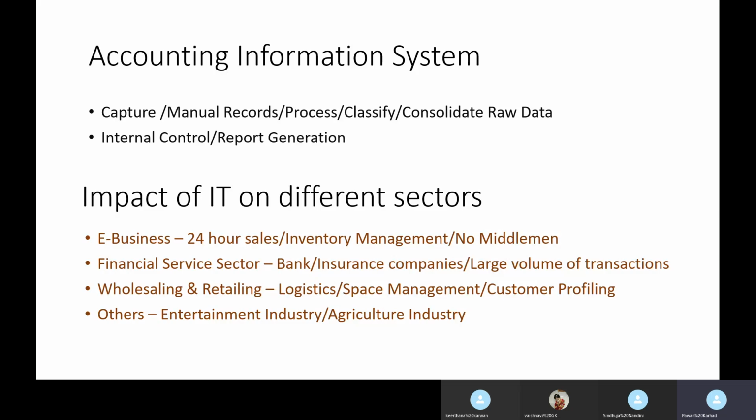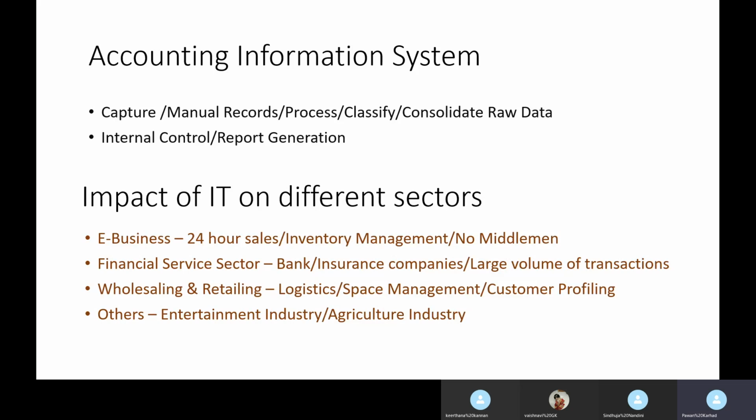Now, what is our role in this is, you are just supposed to mention one point for the entertainment industry and agriculture industry, and you have to end this answer saying that IT has changed the working style of business and also helped it in improvement and advancement. This was all regarding the impact of IT on different sectors.